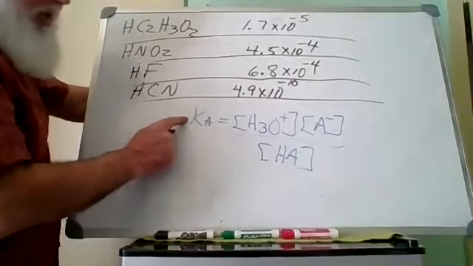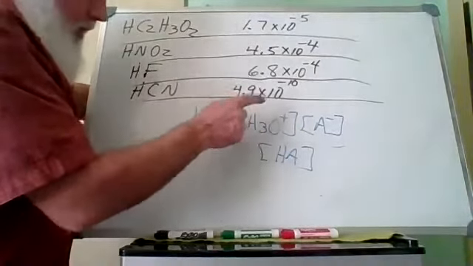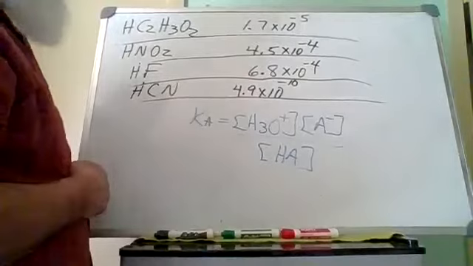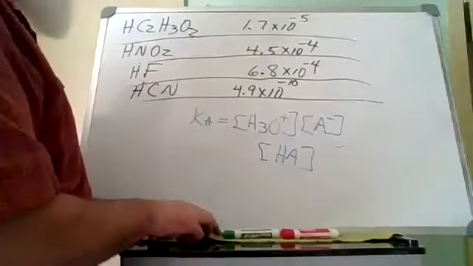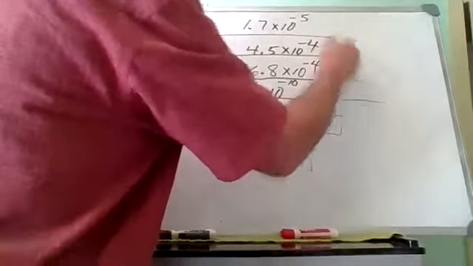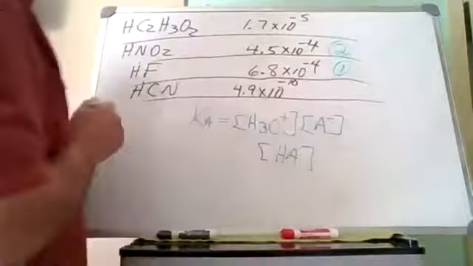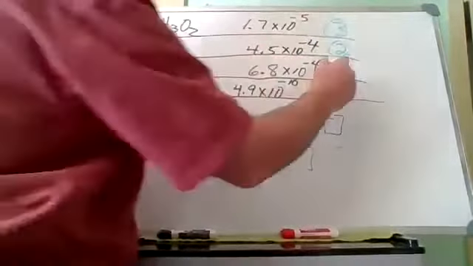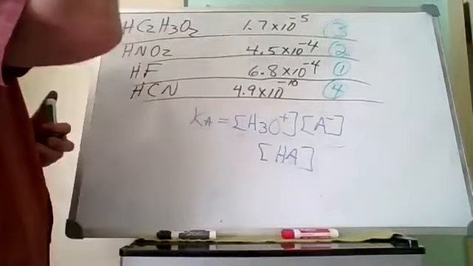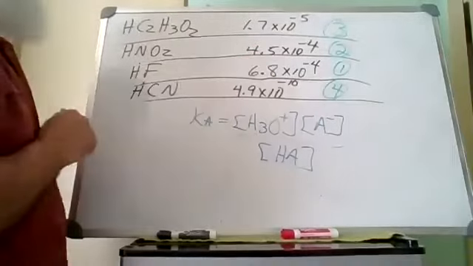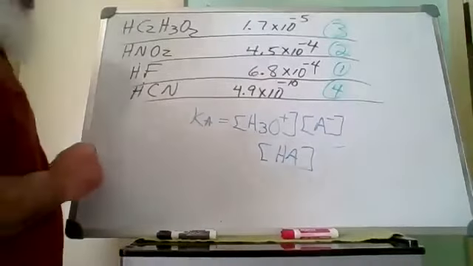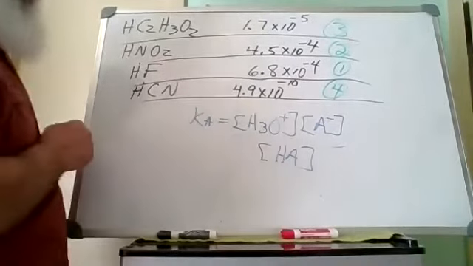So let's rank them in order of H3O plus. The biggest H3O plus is going to be this one. So this is going to be number 1. This is the second biggest, this is the third biggest, and this is the fourth biggest. Because the starting concentrations were all the same, the bigger the Ka, the bigger the hydronium ion concentration.